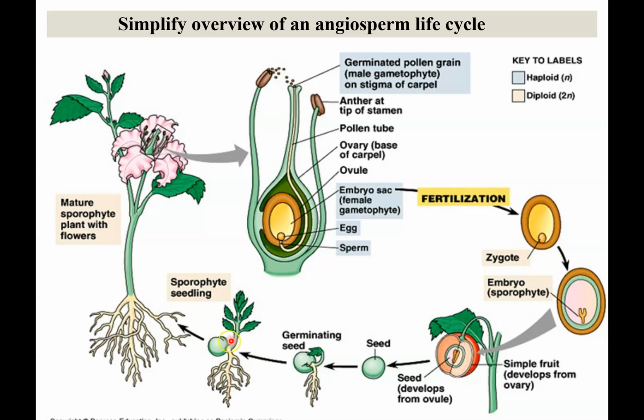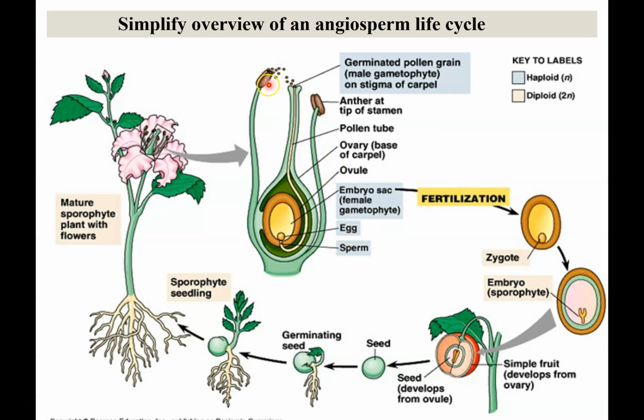This is a seedling, it's still young. A young plant is called a seedling, and then there is the mature sporophyte plant with flowers. This is going to produce different gametes. If we look again, there are going to be two major organs in the flowers. The germinated pollen grain is produced by the male gametophyte on the stigma of the carpel, and the embryo sac is the female gametophyte and is going to produce the egg, which is the female part.